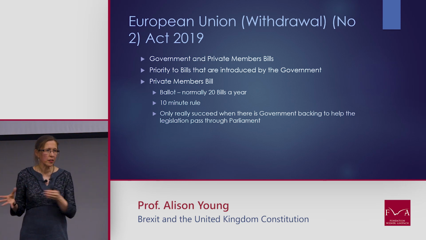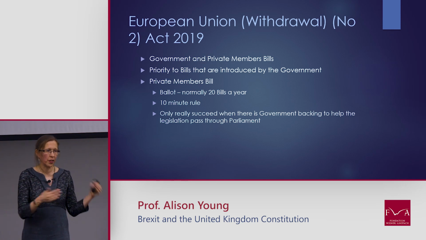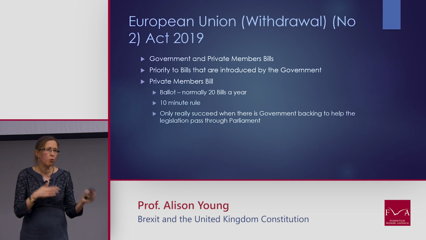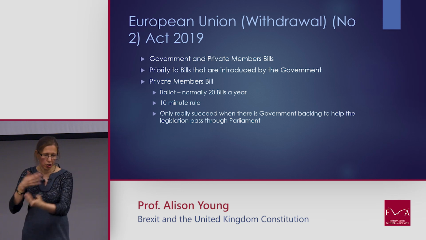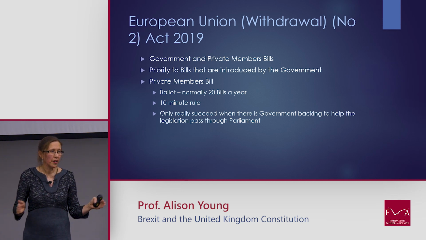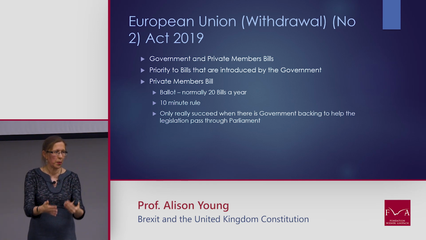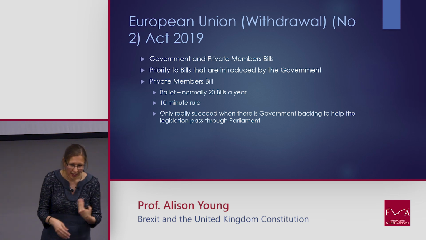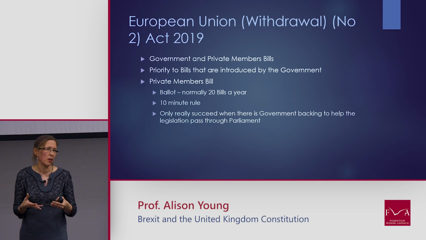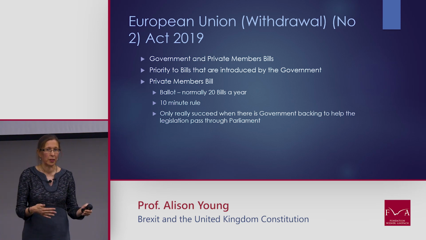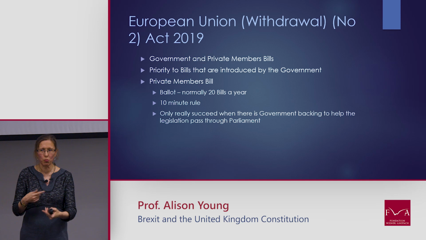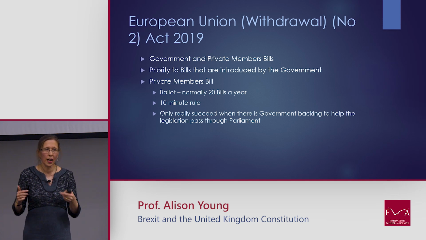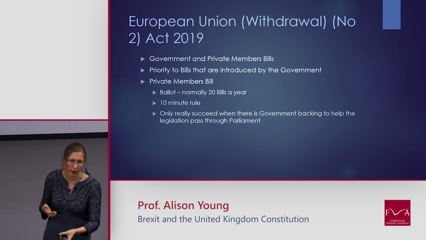Now, normally, this is nigh on impossible to achieve. There are very, very strict rules of when you can have a private members' bill. You have a ballot, normally 20 are chosen, they'll never get through. There's a 10-minute rule where you can stand up for 10 minutes and propose a bill, and that's pretty much as far as you'll ever get. And really, private members' bills only tend to succeed if the government backs them. So how did this one get through, and how did it get through so quickly?